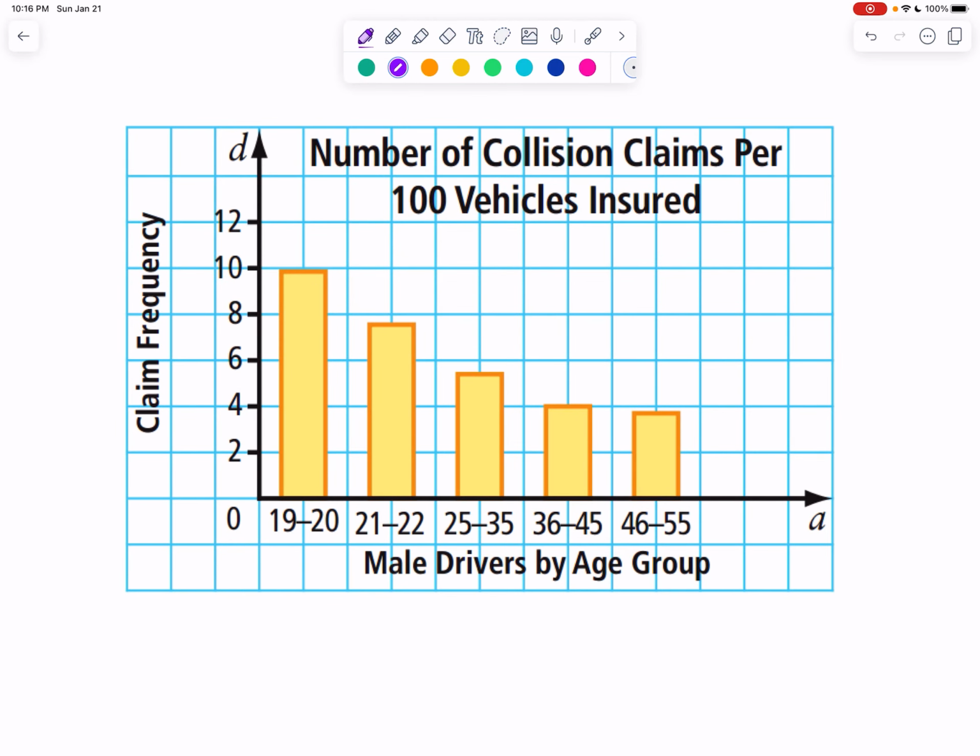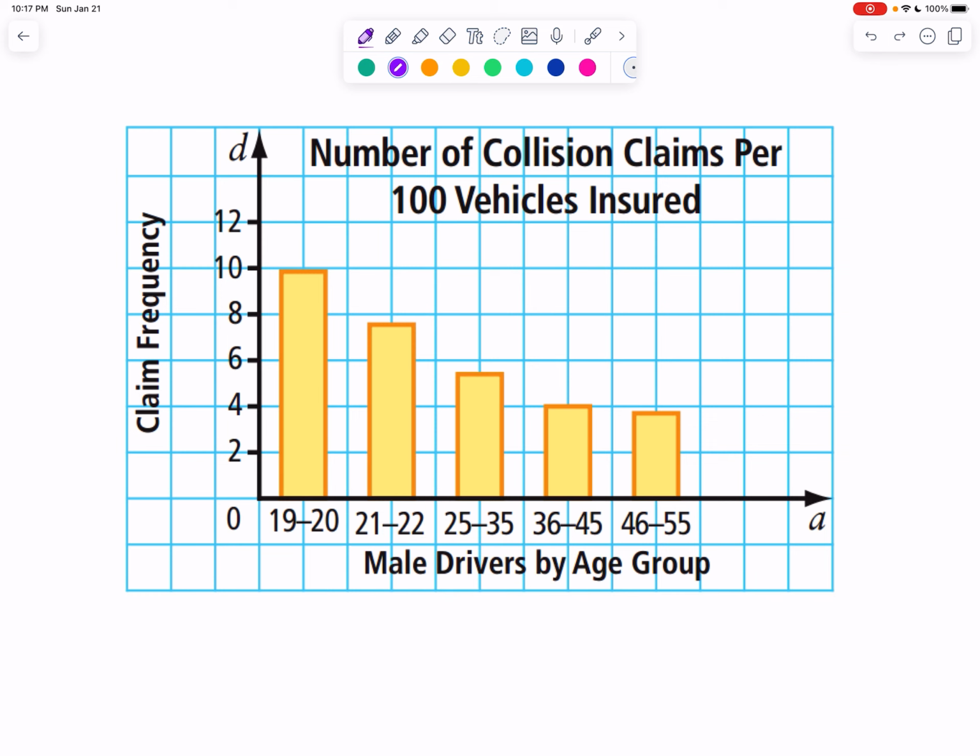So the 100 vehicles piece refers to that they looked at 100 vehicles that were driven by male drivers. Okay, this data has nothing to do with females. This data is particularly focused on males. So we're talking about our population. Our population would be our male drivers there.